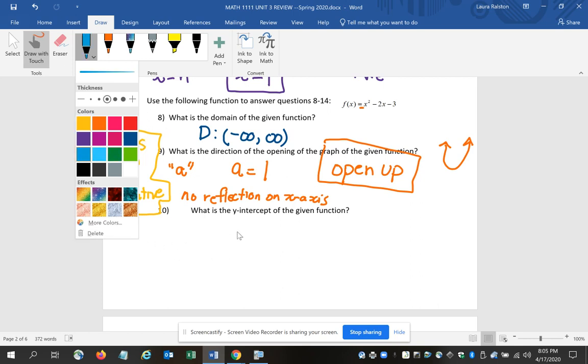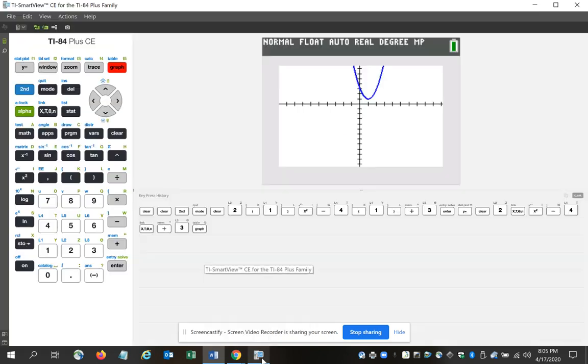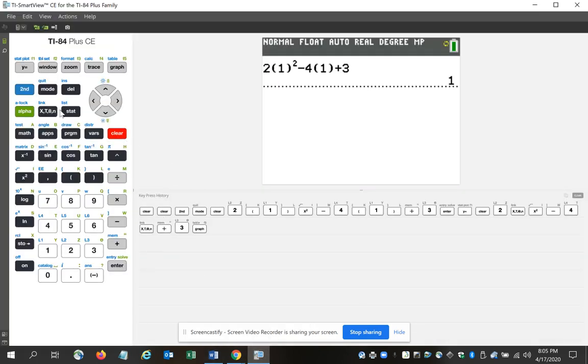All right, question 10 asks you to find the y-intercept. Again, remember, to find the y-intercept of any function, we let x equal 0 and we solve for y. So if I substitute 0 into the function we're given, I would have 0 squared minus 2 times 0 minus 3. Now, I know some of you struggle with the calculations. If you do, guys, please take the time to type it into your calculator.